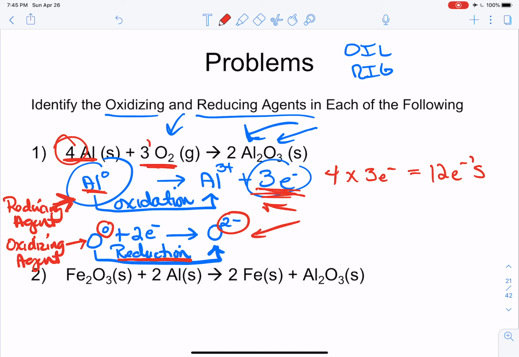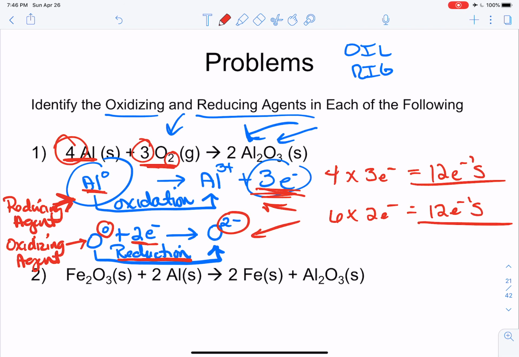And you have 3 times 2 oxygens, so you'd have 6 oxygens. And those 6 oxygens are all taking on 2 electrons each. So that means that the oxygens are gaining 12 electrons. So those 4 aluminums give away 12 electrons, and the 6 oxygens gladly take those 12 electrons. And that's a redox reaction. The oxidation and the reduction happen together. Somebody has to be giving away their electrons in order for somebody else to steal them.